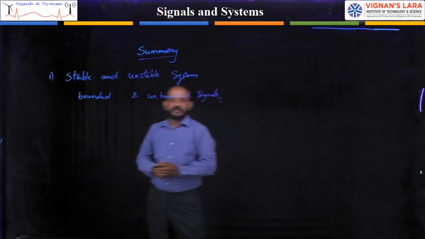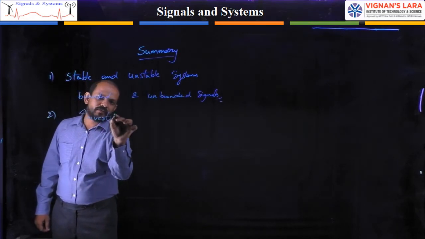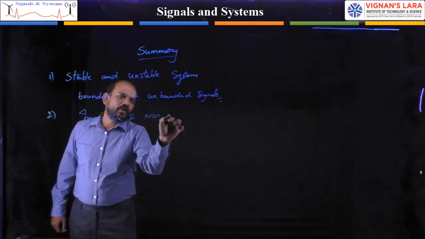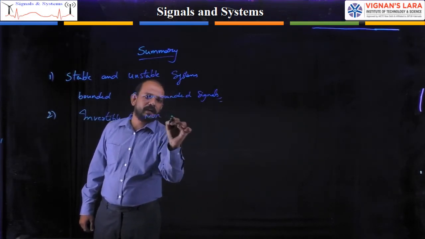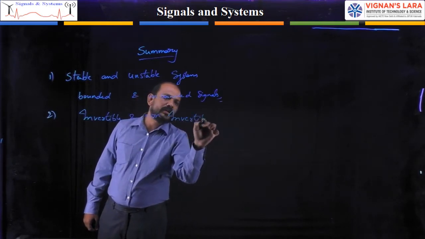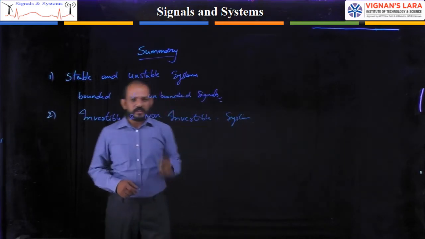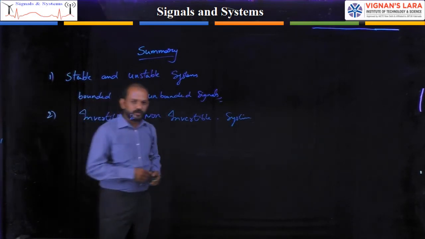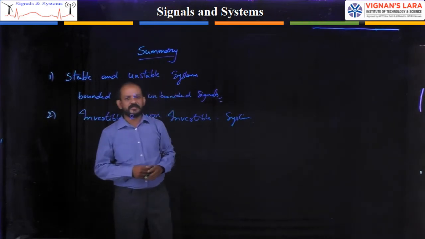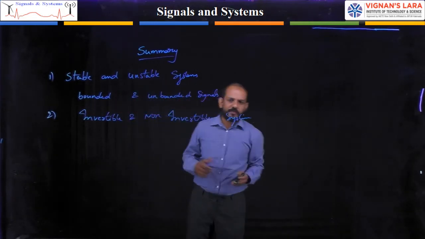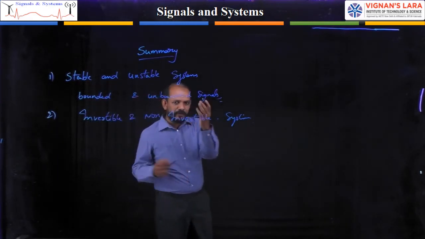Next I went for invertible and non-invertible systems. Here also, first I gave two definitions for invertible systems and two definitions for non-invertible systems, and I gave some mappings, one-to-one mapping, many-to-one mapping, different mappings for your better understanding, and I went for tabular formats.